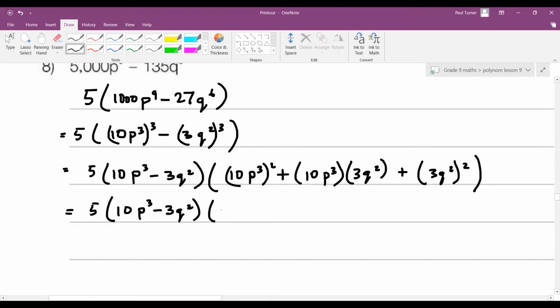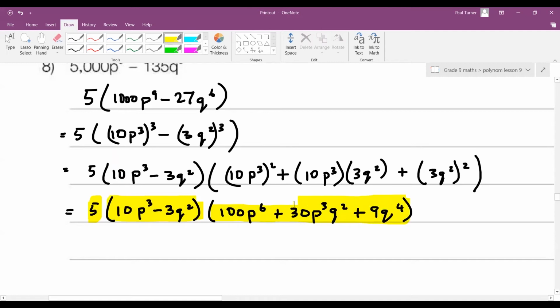10p cubed minus 3q squared. This is 100 p^6 plus 3 tens of 30 p cubed q squared plus 9q^4. Okay, so let's check that. We got 5, first factor, just a constant, 5. 10p cubed minus 3q squared, that's your next factor. 100p^6, 30p cubed q squared, 9q^4. Right, so that's the remaining factor there, and that's question 8.